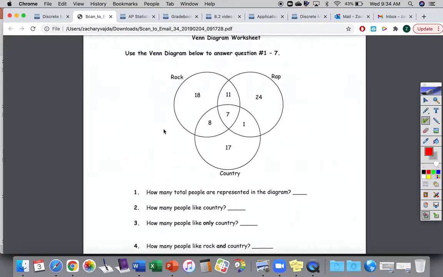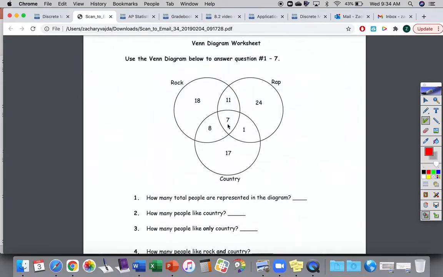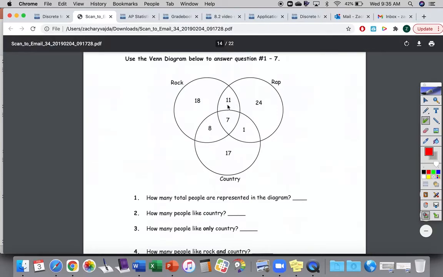Why can you not be in a place twice? Because these overlaps handle all of the options. Meaning, let me just talk some of this through. This is who likes what type of music. Rock alone is 18 people. What does the 11 mean? It means people that like rock and rap because they're in the overlap. But they're not here, so they don't like country, right? 11 here means not in the country circle.